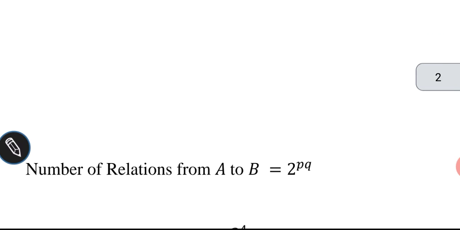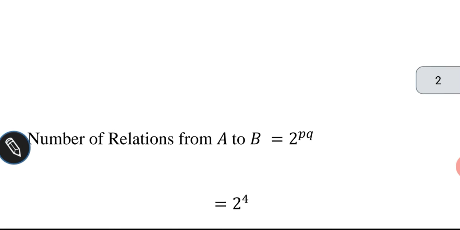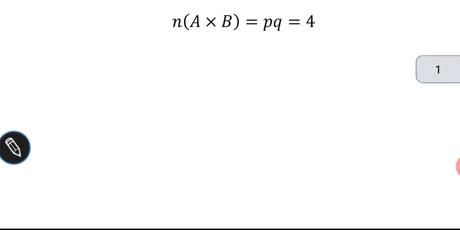So the number of relations from A to B is 2 power pq, which is equal to 2 power 4, since the value of pq is 4.